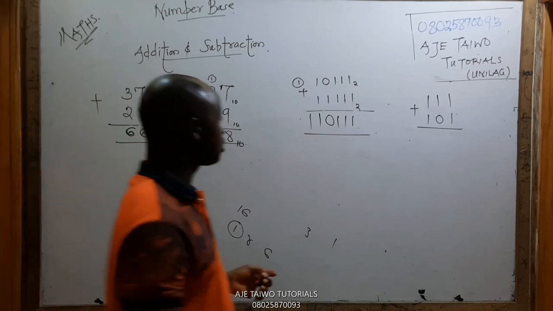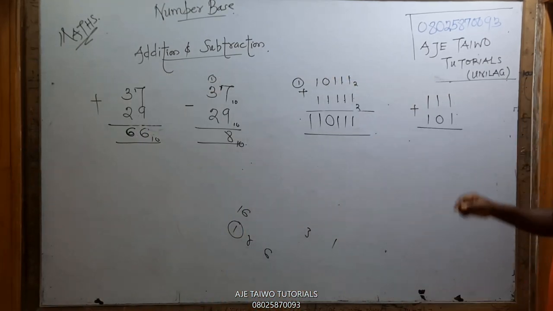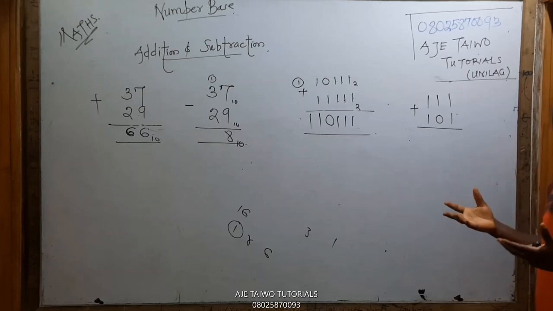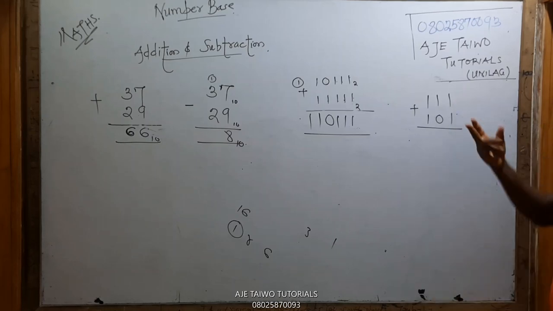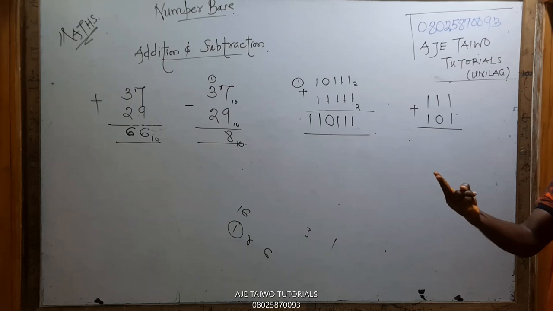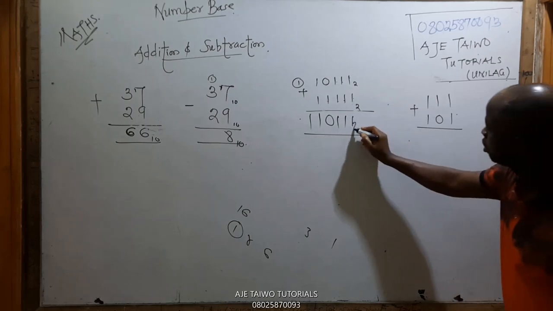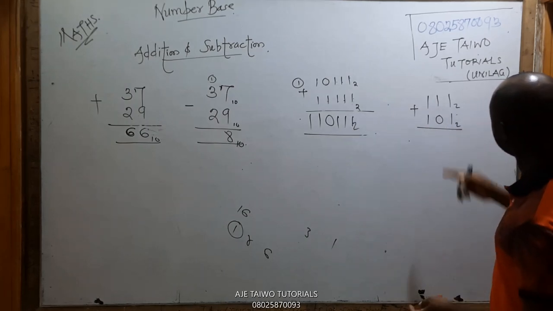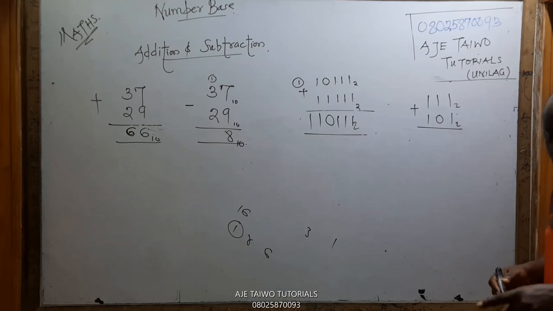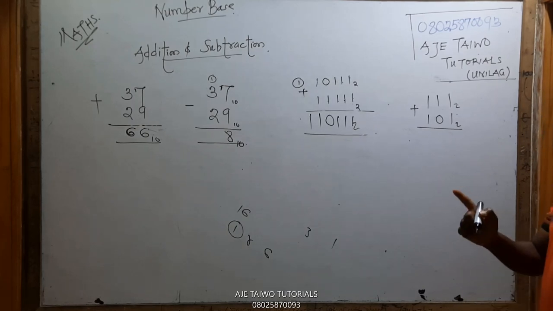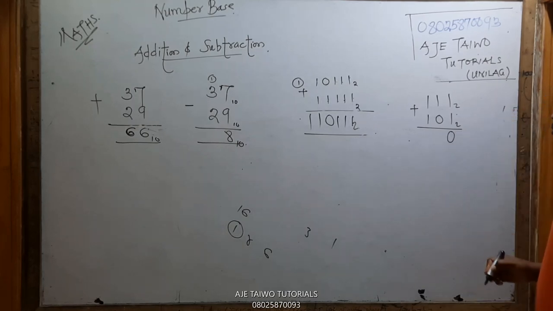111101. Let's add it. You need to pause and check if you can get it. 1 plus 1 is 2. The base is 2 also. The base is 2. You can't put 2 down. So you now say, how many 2s do we have in 2? 1. Remainder, 0. Carry 1.